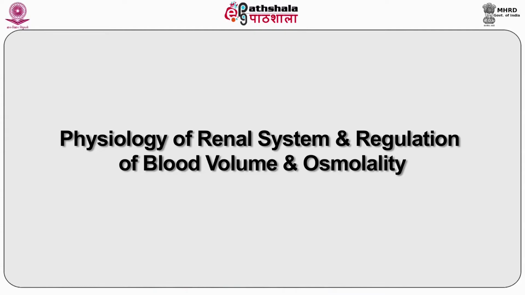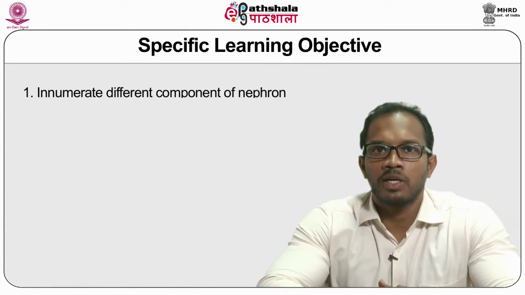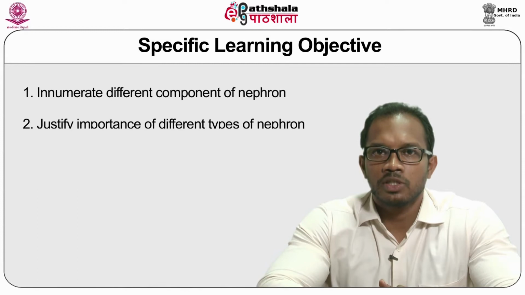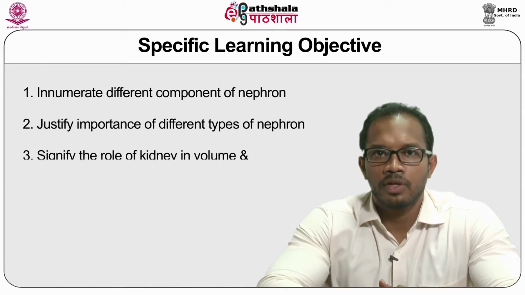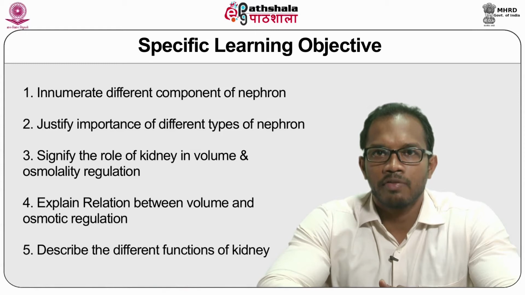In this session, we are going to discuss the physiology of the renal system and regulation of blood volume and osmolality. At the end of this session, you should be able to enumerate the different components of the nephron, justify the importance of different types of nephron, signify the role of the kidney in volume and osmolality regulation, explain the relation between volume and osmotic regulation, and describe the different functions of the kidney.